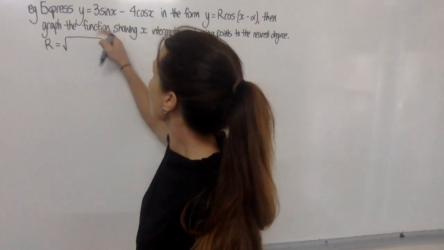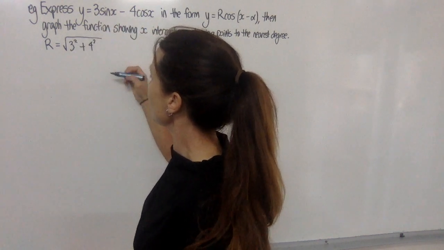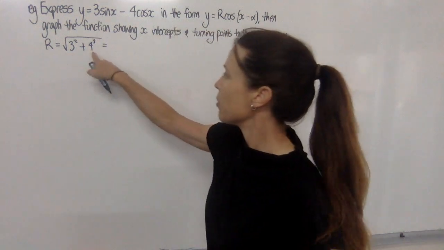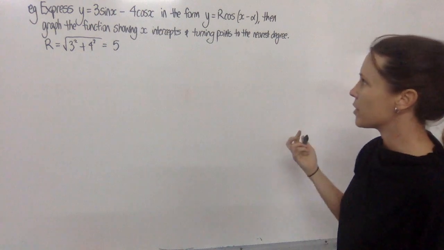r is the square root of a squared plus b squared. So we can put those in like that. And what we get is 9 plus 16 is 25. Square root of 25 is 5. So nice simple r value for this one.